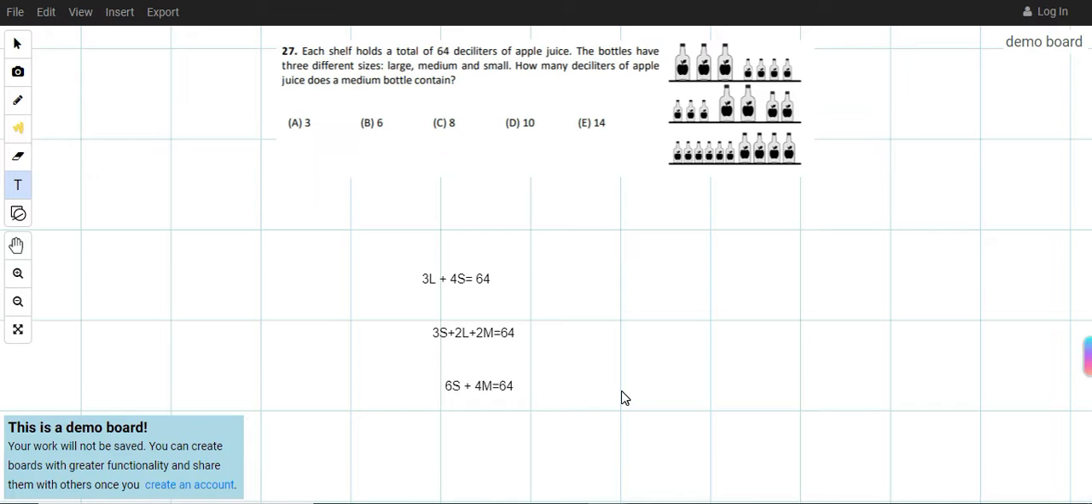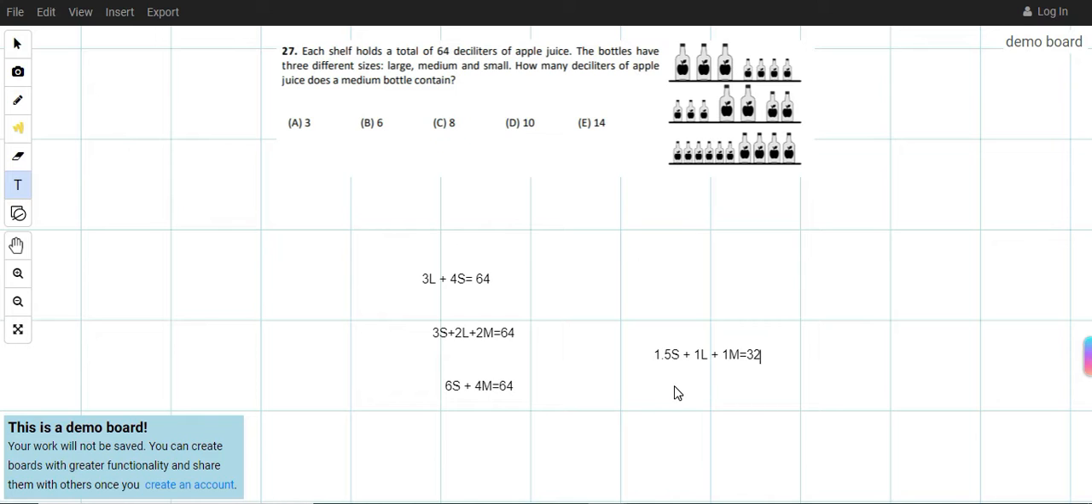Because it's 3S, we can divide it in two, and we'll get 1.5S, and that may seem a bit messy, but trust me, it will actually work out. So let's just do that. We would have 1.5S plus, actually 1L, I forgot we're halving it, plus 1M, and that would be equal to 32.